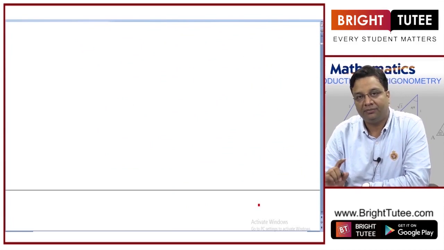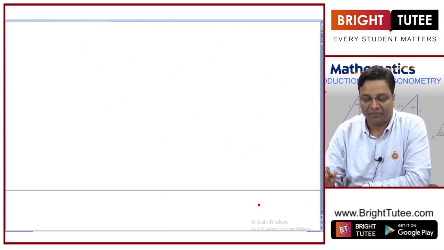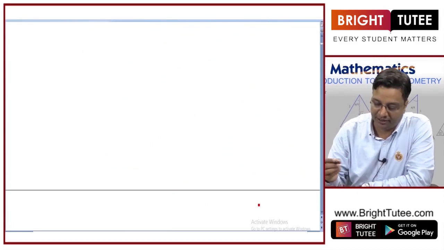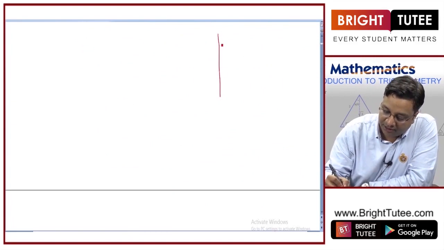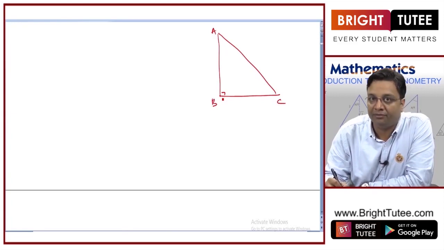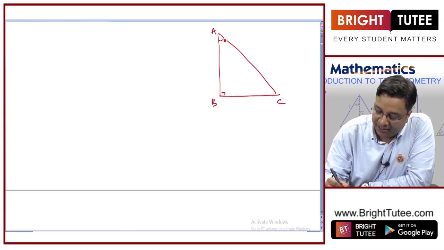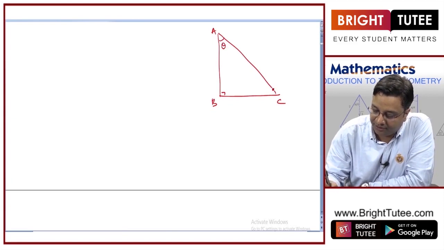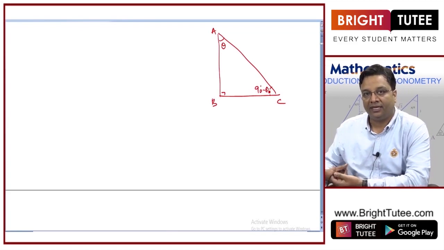Let's look at the relationship between sine and cosine depending on the complementary angles. For example, let us say this is our triangle ABC, right angled at B, and let us consider this is angle theta. So how much will this angle be? This angle will be 90 minus theta, right?